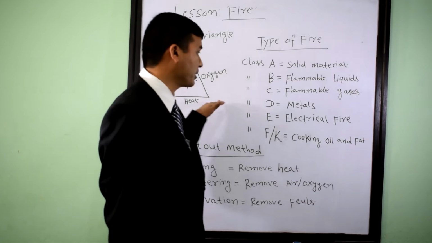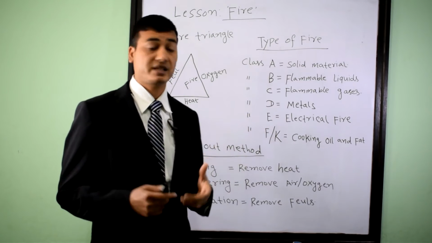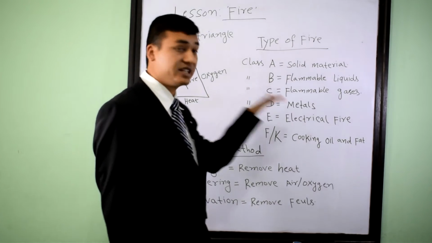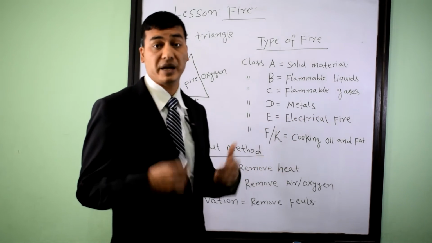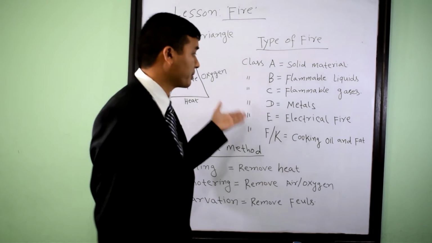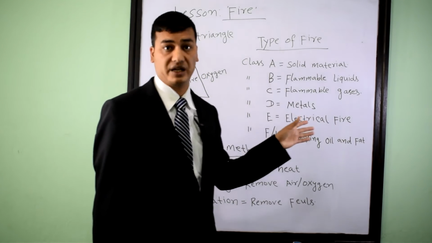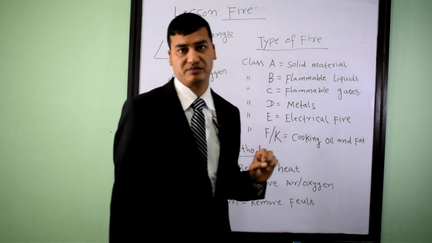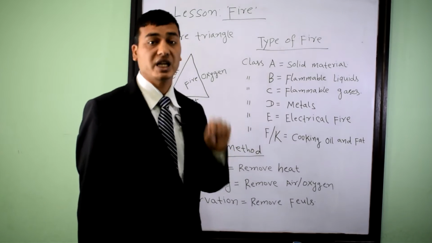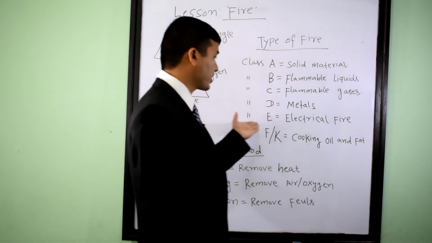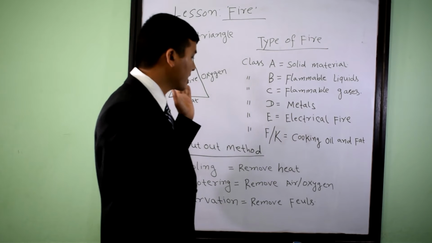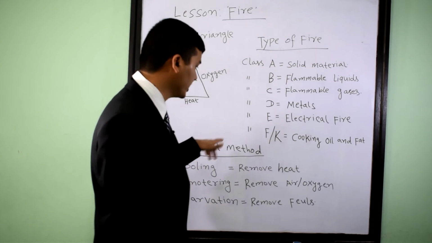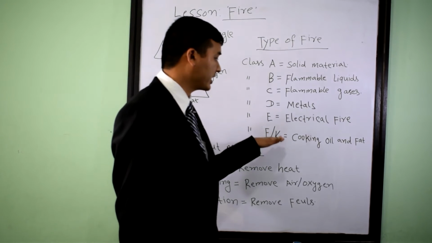Class D fire, metal. If the fire takes place in a metal, it is a class D fire, such as aluminium, magnesium, titanium. This type of metal can burn in a fire. Number E, electrical fire. You know, right? If the fire is from electrical apparatus, this is a class E fire. Okay, class F or K fire.